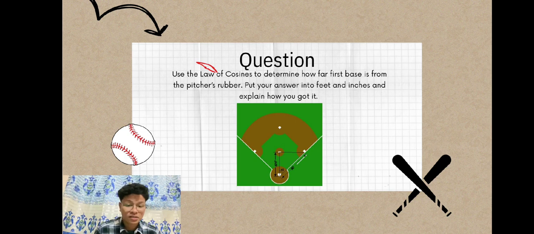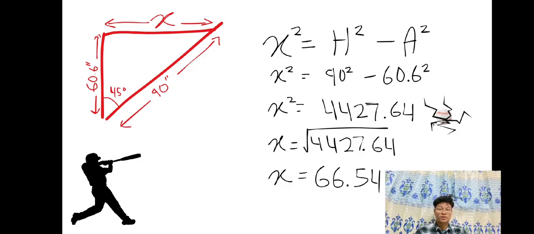The question is, use the law of cosines to determine how far first base is from the pitcher's rubber. Put your answer into feet and inches and explain how you got it. Now, let's look at the question. Hypotenuse is equal to 90 and the adjacent is equal to 60.6. Now, we're going to assume the opposite is x.